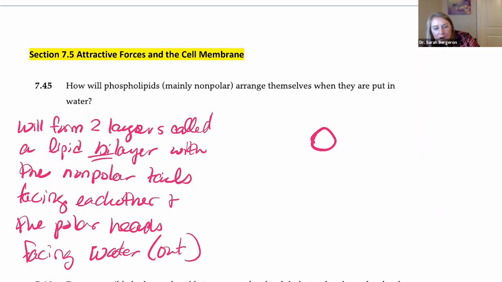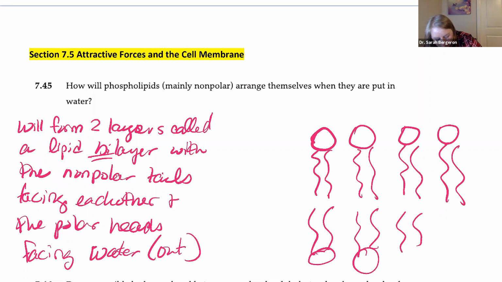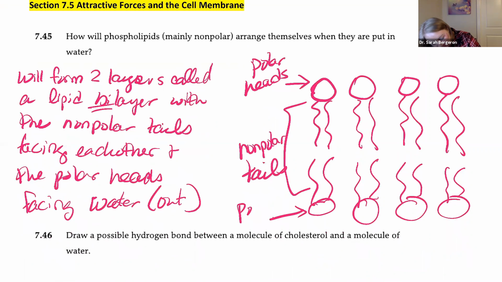So if this is our polar head, that's our non-polar tail. Head and tail, head and tail, head and tail. So then we want a bilayer. So we're going to have to do the same thing, and the tails have to be facing one another. So these are our non-polar tails. This is our polar heads. Okay, so that's how they kind of look.